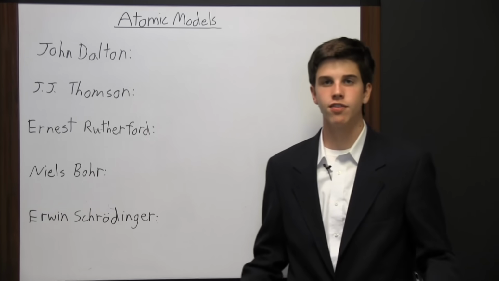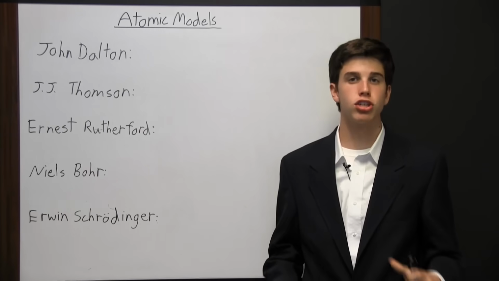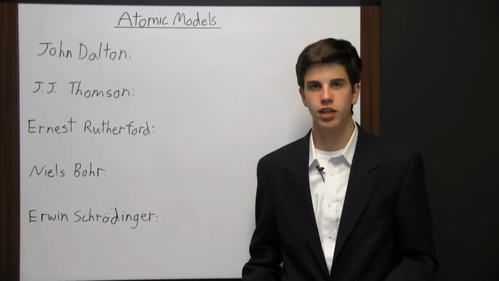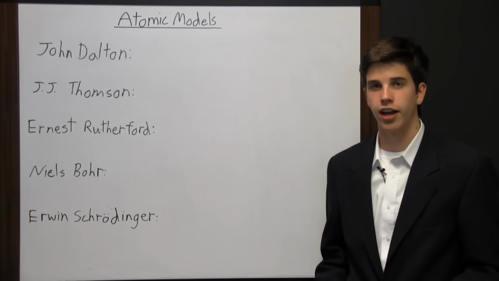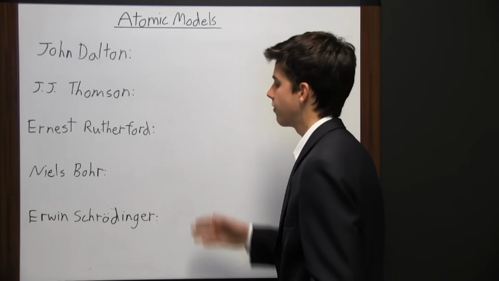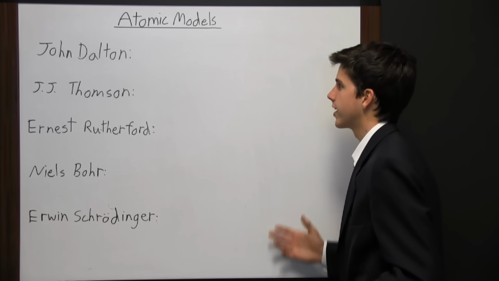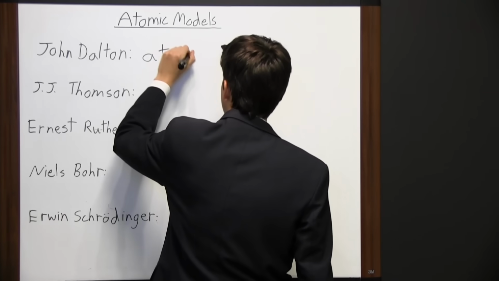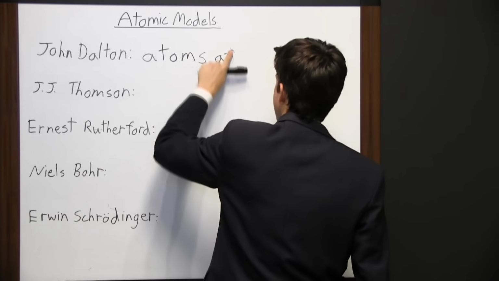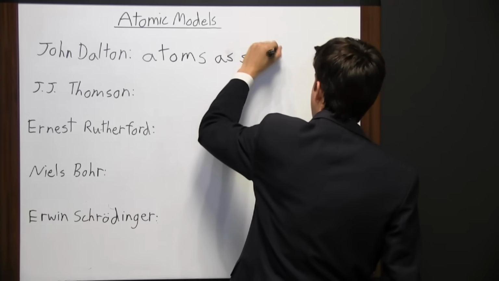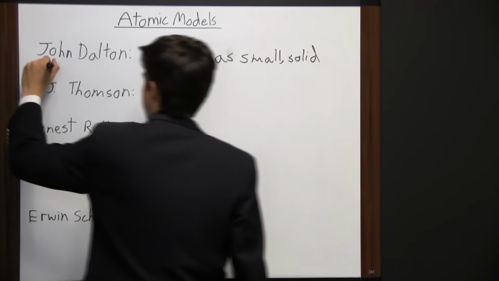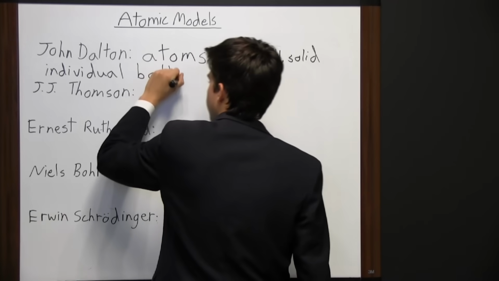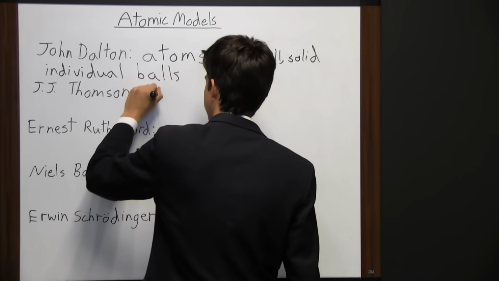Scientists throughout the years have had different ideas of what the atomic model looked like, or what the structure of an atom was. They came up with these different ideas, often building on past scientific discoveries by modifying those discoveries. So I want to take a look at the discoveries of 5 scientists in terms of what they thought the atomic model looked like. So we start with John Dalton, who thought of atoms as small, solid, individual balls. And then there was J.J. Thomson, who introduced the plum pudding idea.